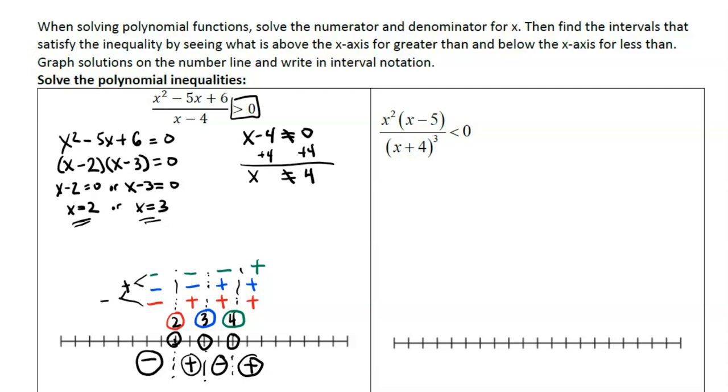So if we go back up to the top, noticing that this is the whole inequality here, the whole expression on the left has to be greater than 0, that would be positive. And so we're looking for the intervals where this is positive. So we can shade in between 2 and 3, and then it's also positive to the right of 4.